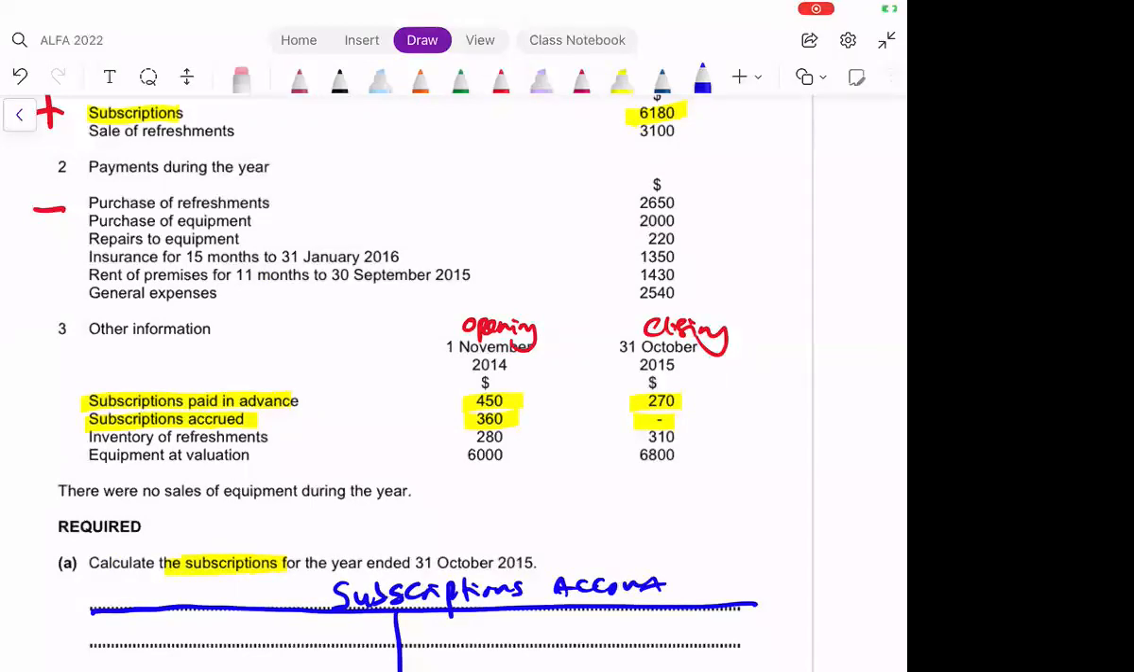I want you to do the subscription account. Just use the yellow color. Use the subscription. Do the subscription account and tell me how much subscription for the year. 3 minutes. Faster.